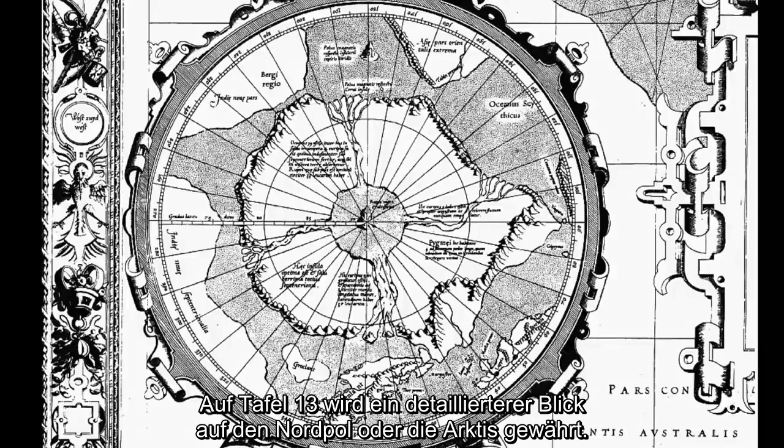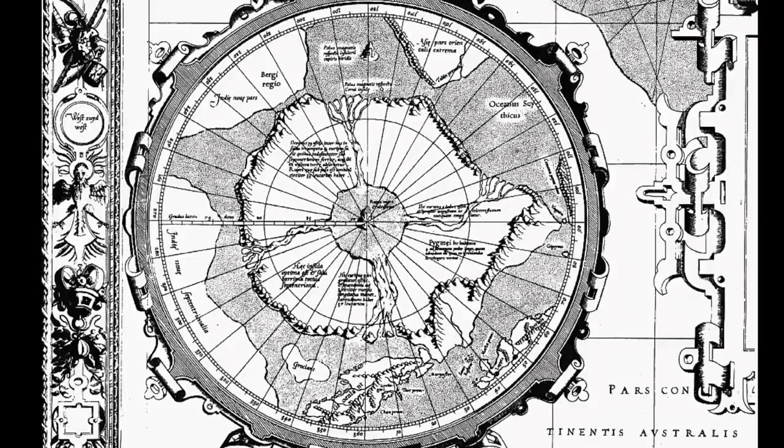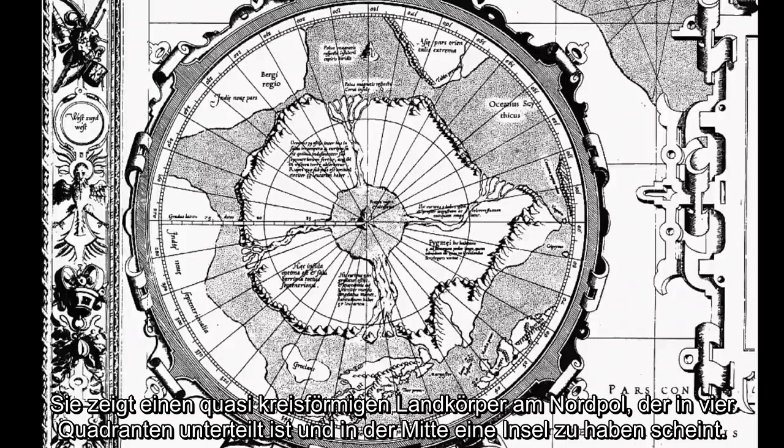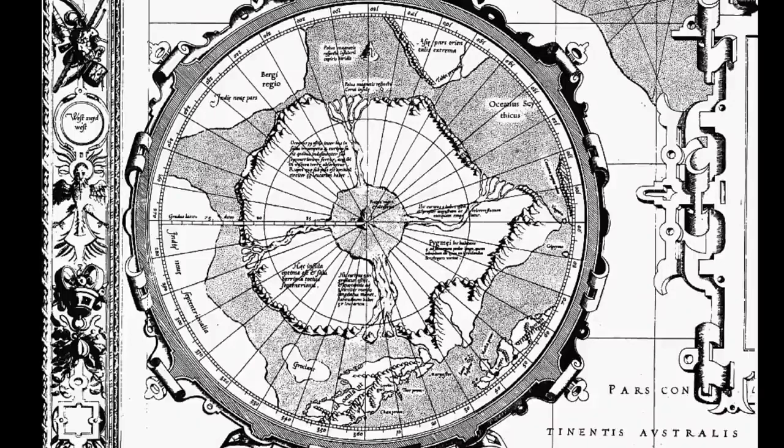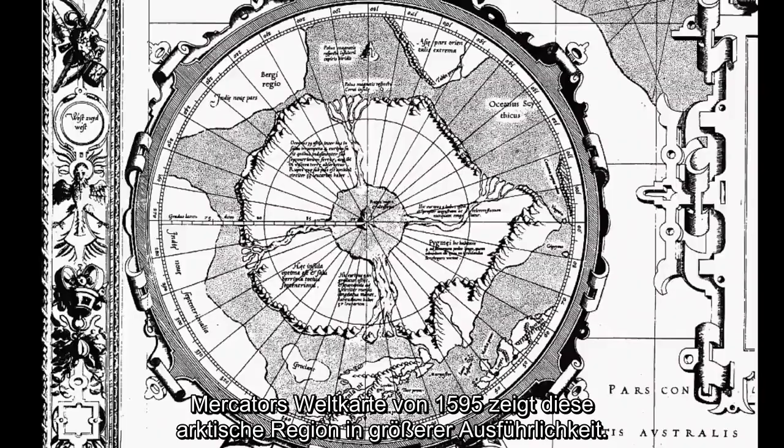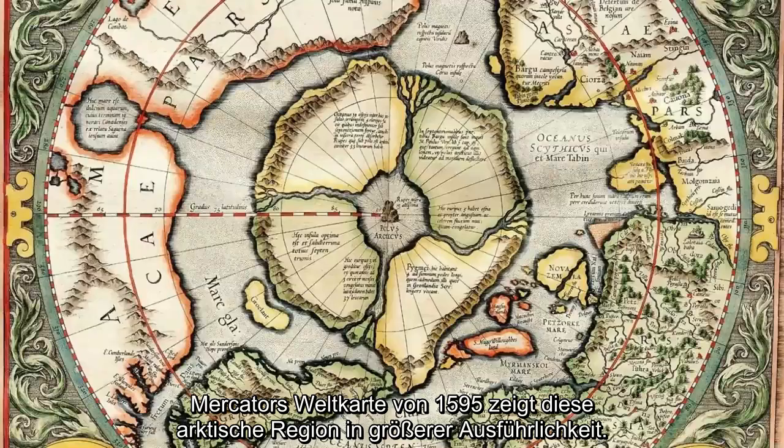In panel 13, a more detailed look of the North Pole or the Arctic is provided. It shows a quasi-circular body of land at the North Pole, separated into 4 quadrant continents, with what appears to be an island in the middle. Mercator's 1595 world map presents this Arctic region in more detail.